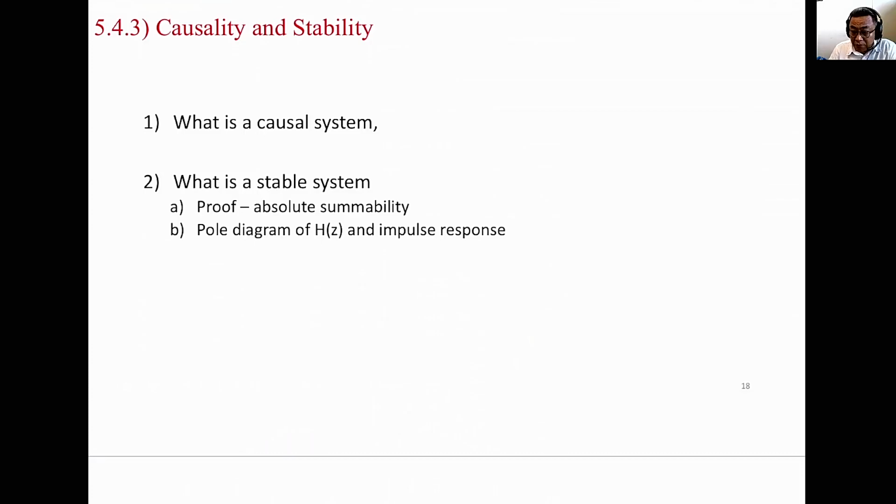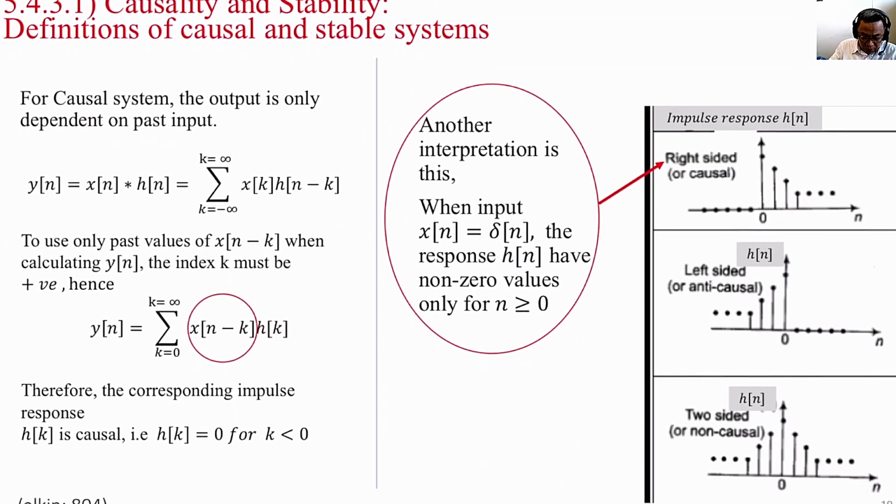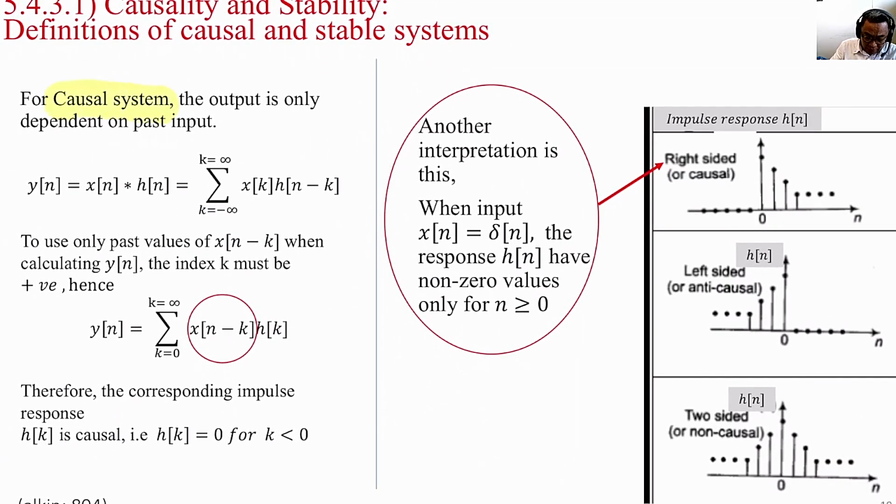This is chapter 5.4.3. We are talking about causality and stability. We'll first explain what is a causal system. A causal system basically means that the system only produces outputs that are dependent on its past input. A causal system cannot see future values.